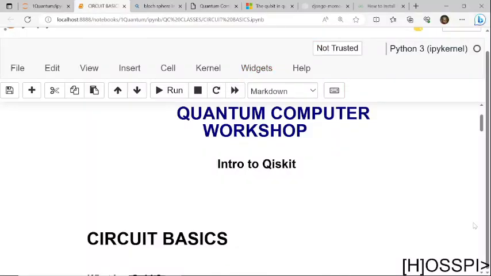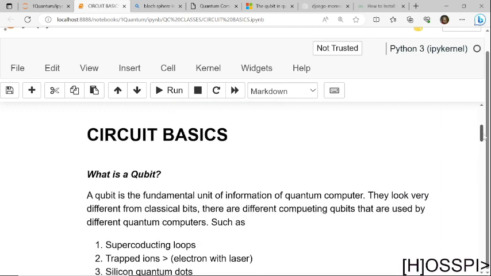Good day. We are still on our quantum computer workshop, Introduction to Qiskit, Basics. Before we go to Qiskit, we want to talk about the basics. And before we start, I want us to talk about what a qubit is. Many of us will be hearing "qubit", and how do we get to qubit? Because we have binary and we have bits, and now we are talking of qubit.